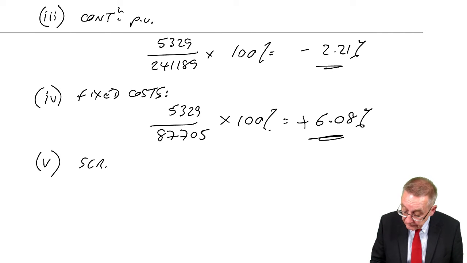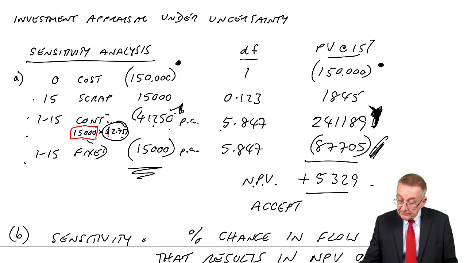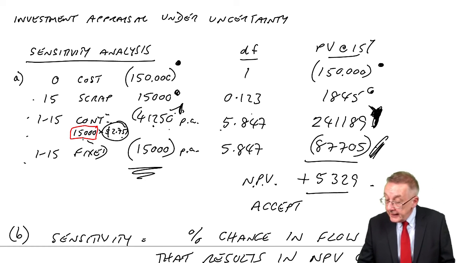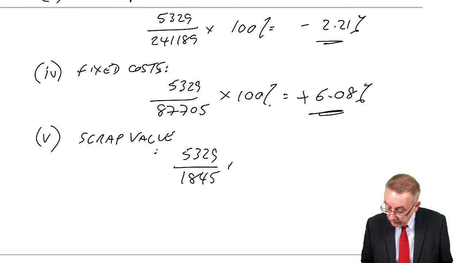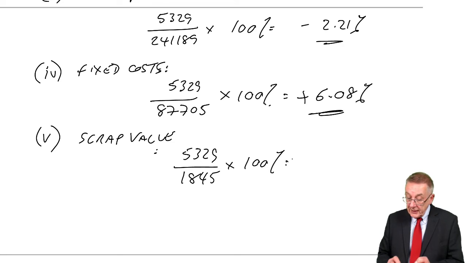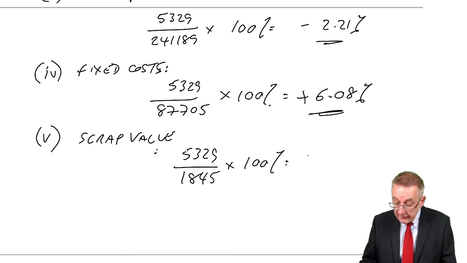What about 5? The scrap value. Again, the NPV 5329. The present value of the flows affected. Well, there's your scrap. The present value is 1845. Which arithmetically gives us a sensitivity of 288.8%.